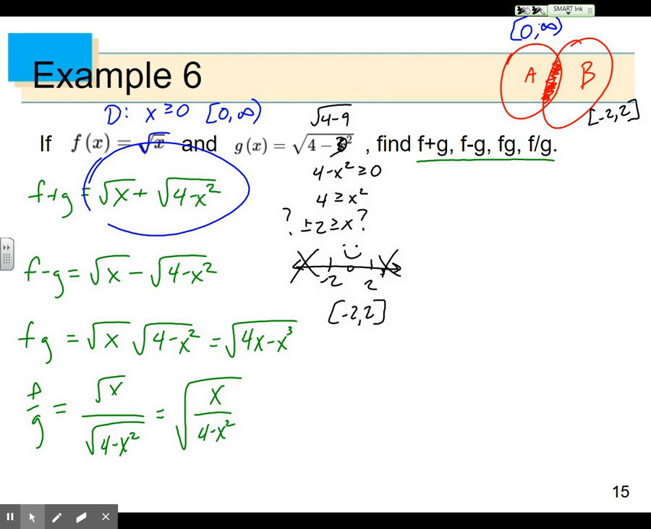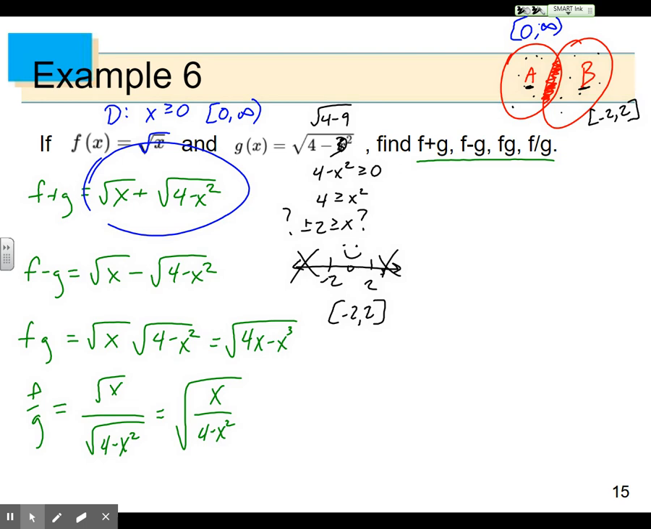And so what my domain is going to be on my first three, on my addition, subtraction, and multiplication, is going to be what overlap I have here. What number is included in A and also in B? Well, A is all the numbers from 0 to infinity, while B is all the numbers from negative 2 to 2. So in this one you have 0, 1, 2, 3, 4, 5, 6, 7, 8, 9, 10, 11, 12, all the way up to a billion to infinity. In this one you have negative 2, negative 1, 0, 1, 2, 1.5, 1.7, negative 1.7, and so forth. What numbers do they share on there?